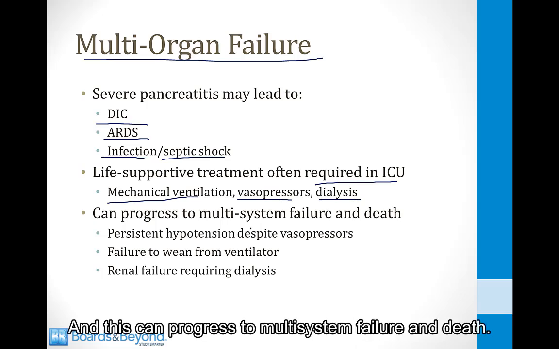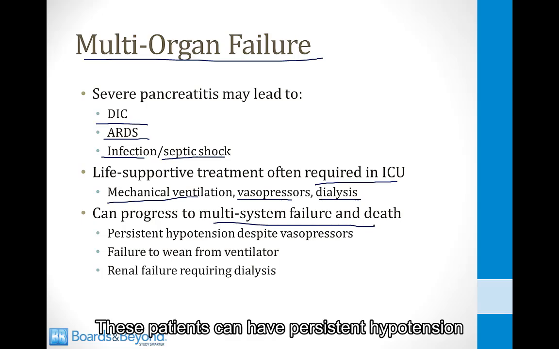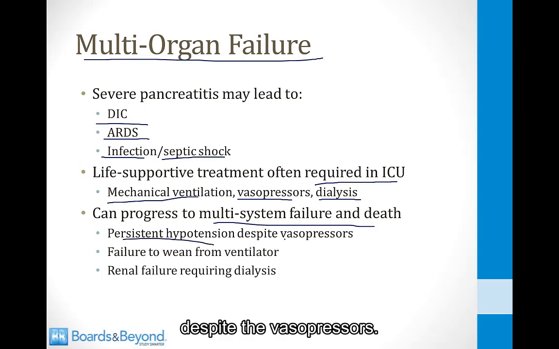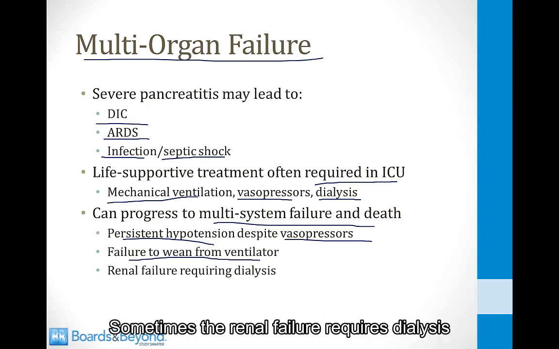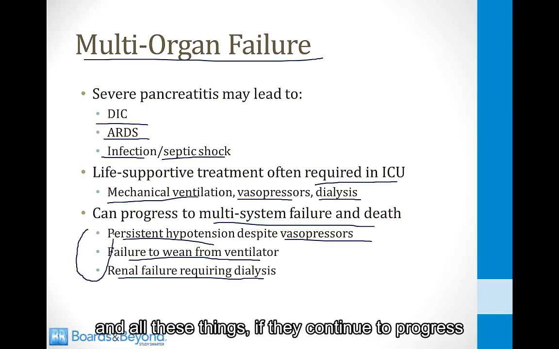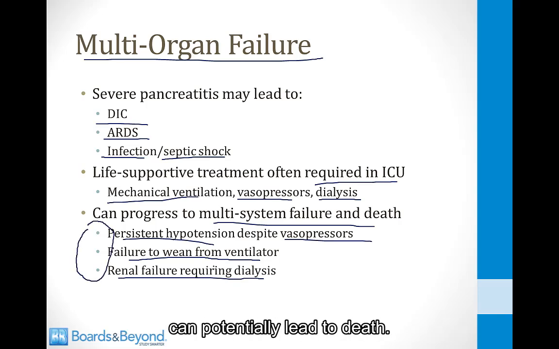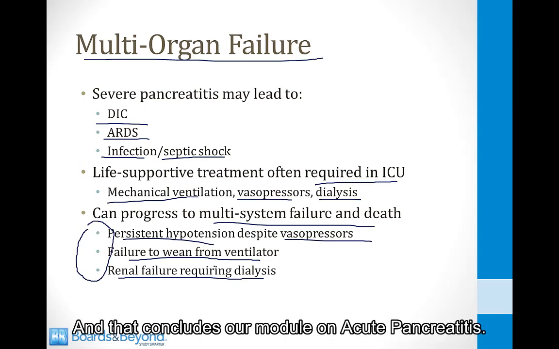And this can progress to multi-system failure and death. These patients can have persistent hypotension despite the vasopressors. Sometimes you're unable to wean them from the ventilator. Sometimes the renal failure requires dialysis. And all these things, if they continue to progress, can potentially lead to death. And that concludes our module on acute pancreatitis.